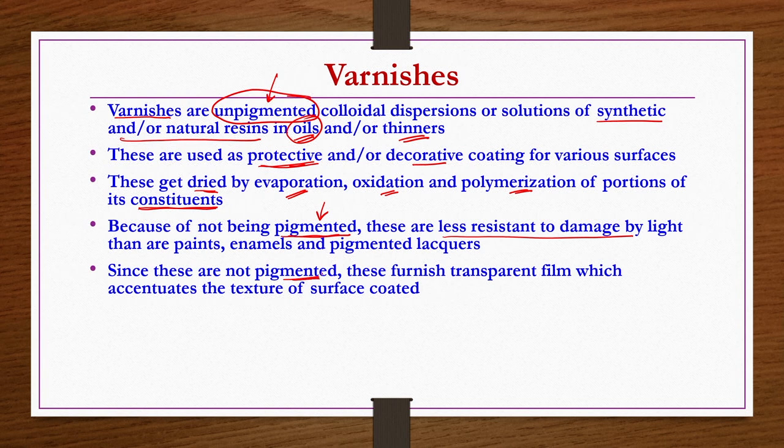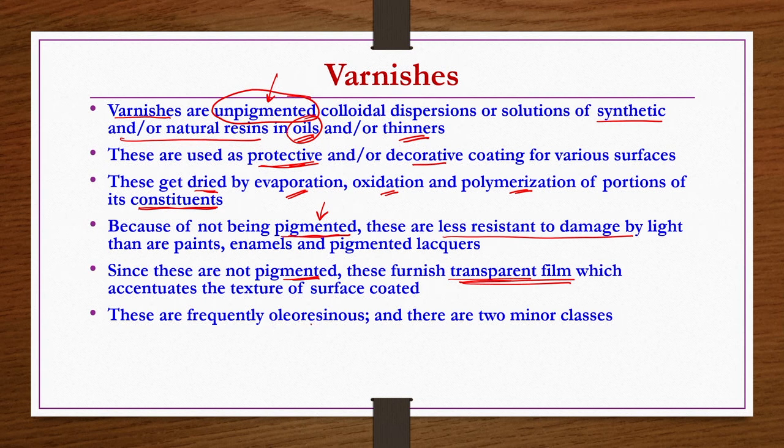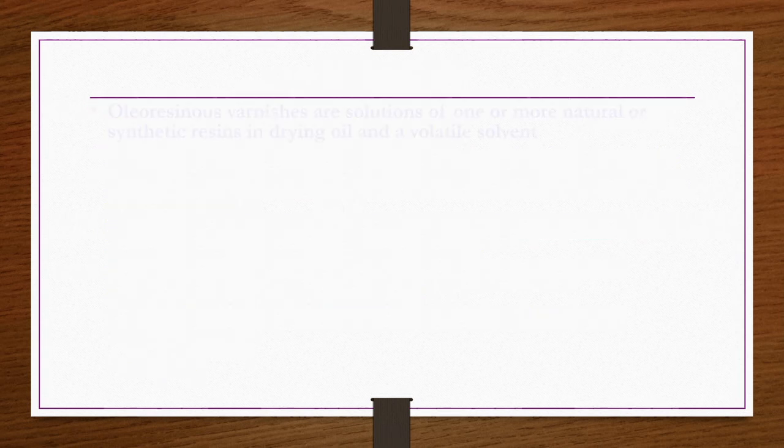Also, since they are not pigmented, varnishes furnish a transparent film, because pigments are usually opaque and provide proper surface covering ability. If that is not there, the varnish will provide you a transparent film. These are frequently oleoresinous, and there are two minor types within this: spirit varnishes and Japans. We will see a few basic details about spirit varnishes and Japans as well.